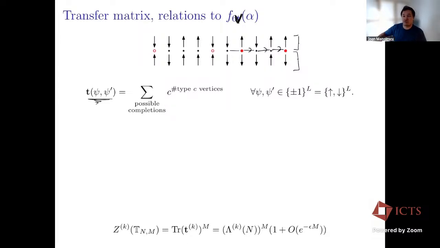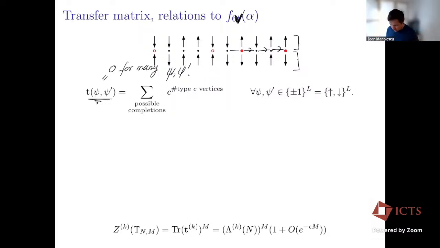And you compute the weight of this configuration. It turns out that this is quite simple. There's only one configuration at most that matches, except in very particular cases. And many times this is equal to 0. So oftentimes there's no way to pass from one row of arrows to the next.